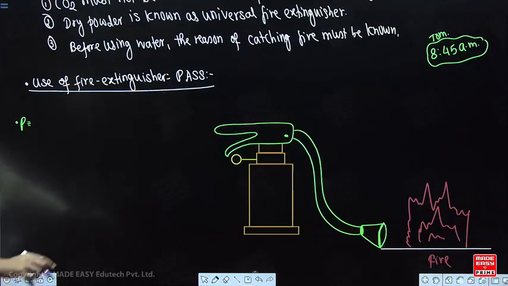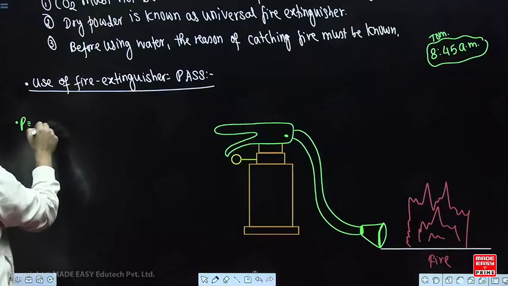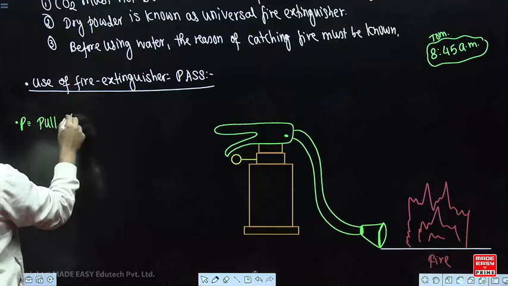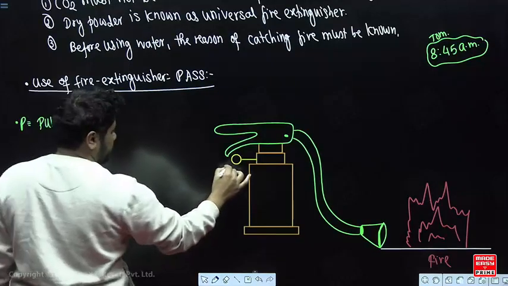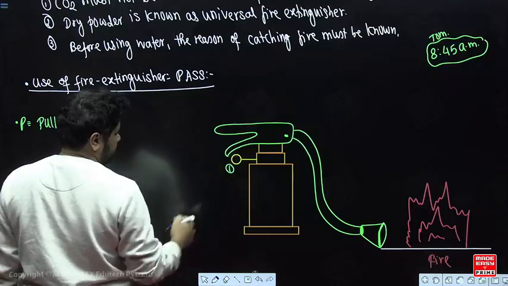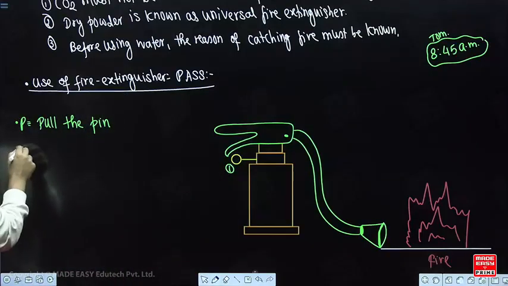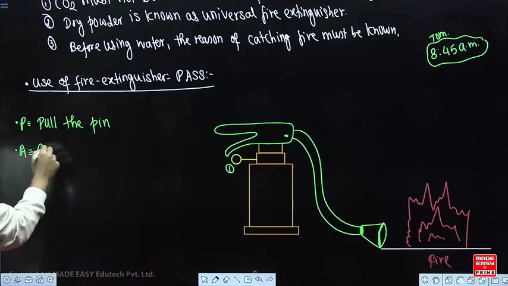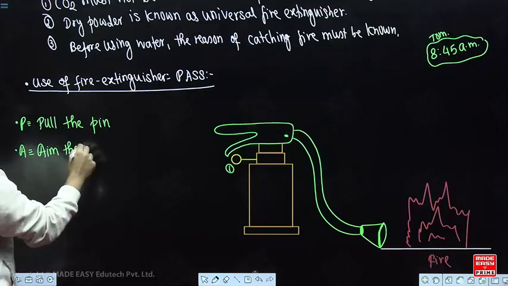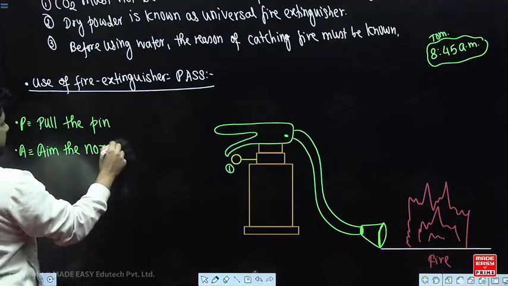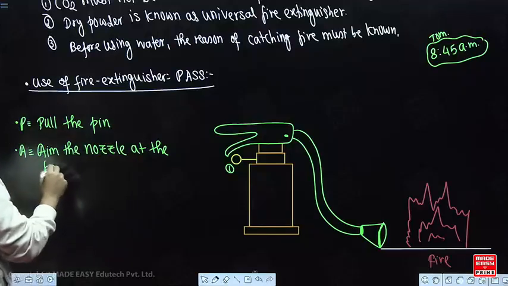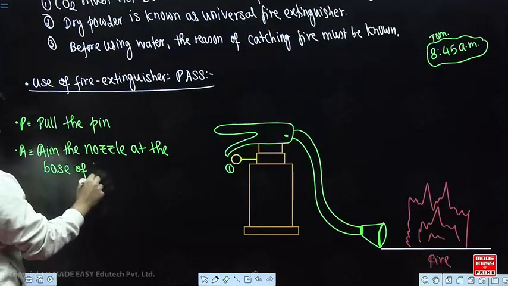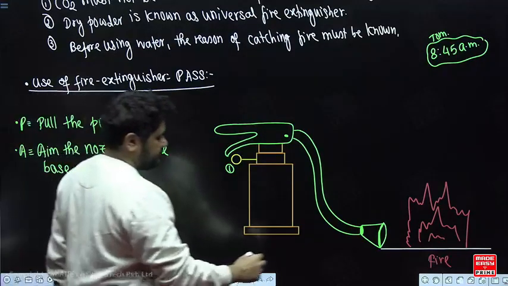Correct. Now see here, P stands for pull. P stands for pull the pin. Pull the pin. So this is 1. So you need to pull this pin. Correct. Next, A. A stands for aim the nozzle at the base of fire. At the base of fire. So that is your second.